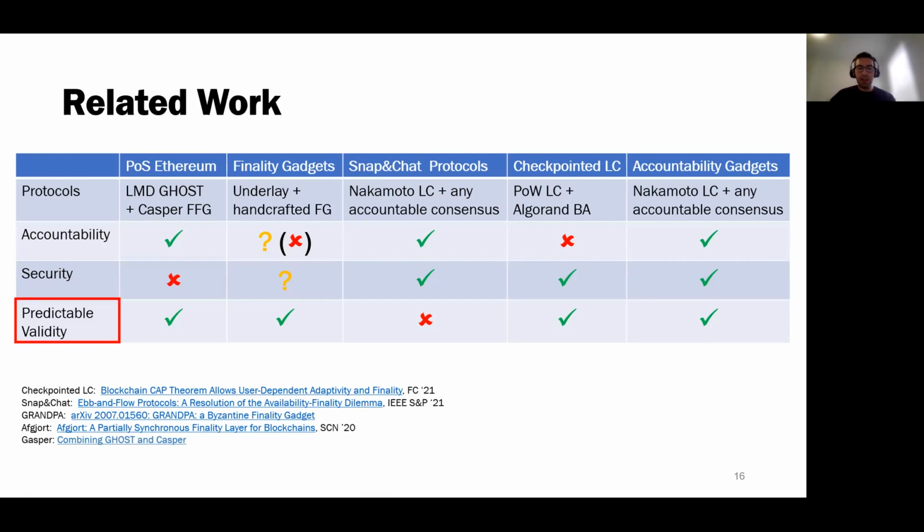The final comparison is in terms of predictable validity. Accountability gadgets provide predictable validity, thus making it easier to use light clients and sharding applications on top of them. On the other hand, Snap and chat protocols, which were doing so far well in terms of accountability and security, cannot provide predictable validity.